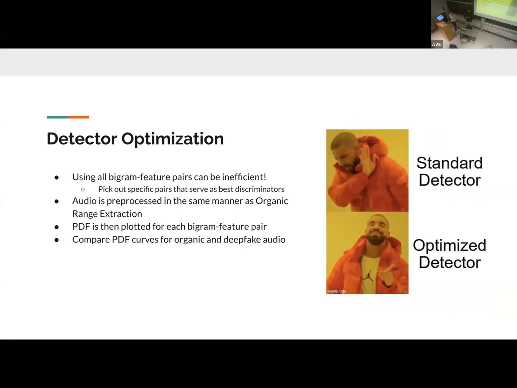Following the definition of the general deepfake audio detector, the paper proposes a way to optimize the detector using all of the bigram feature pairs and the organic range, as using all of them can be inefficient and unnecessary. Instead, we could pick out specific pairs that can serve as the best discriminators for this purpose. To optimize the metadata for audio samples, an association can be constructed between the vocal tract features and specific bigrams. And from there, a PDF can be plotted for each bigram feature pair. The PDF curves between organic and deepfake audio samples are then compared.